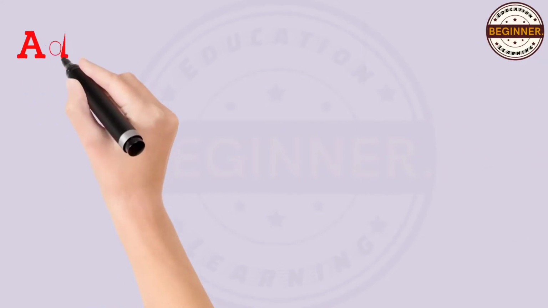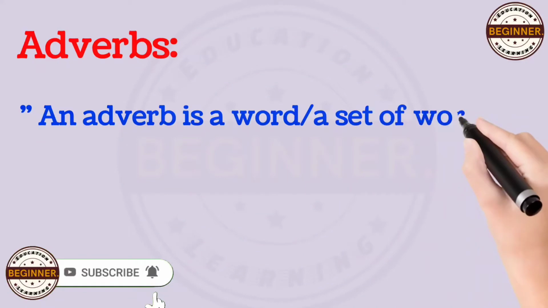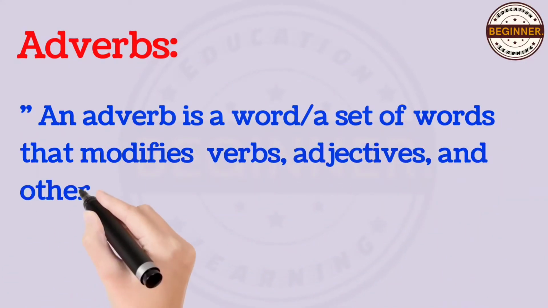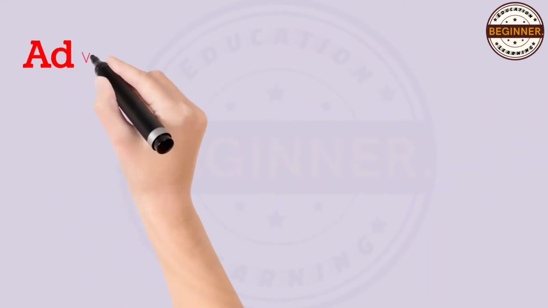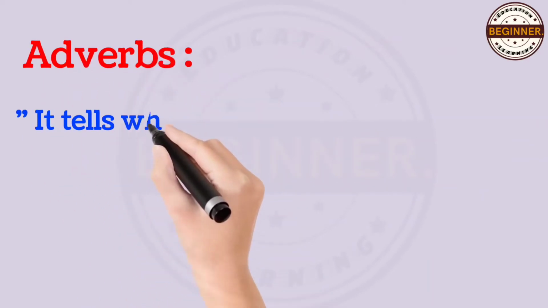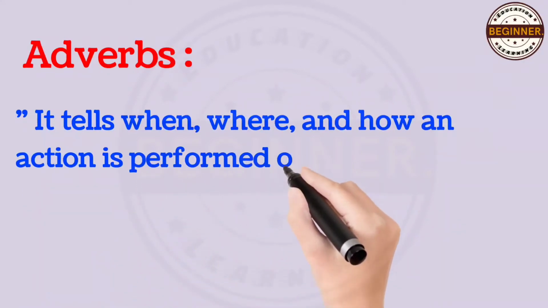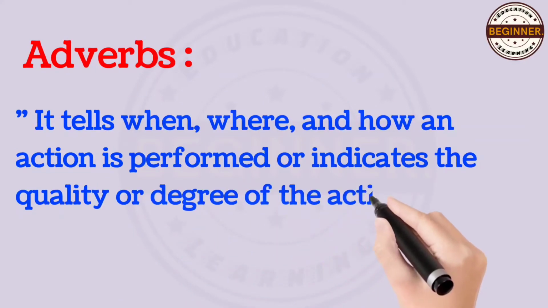An adverb is a word or set of words that modifies verbs, adjectives, and other adverbs. It tells when, where, and how an action is performed or indicates the quality or degree of the action.